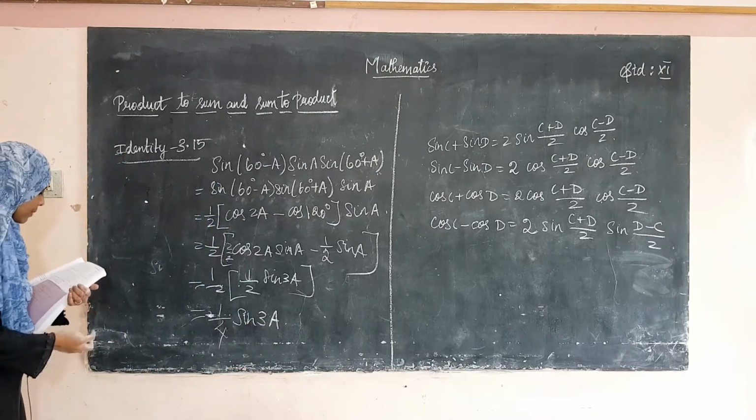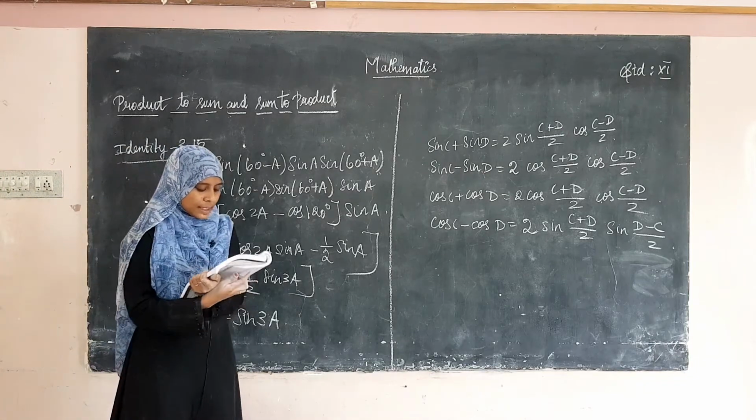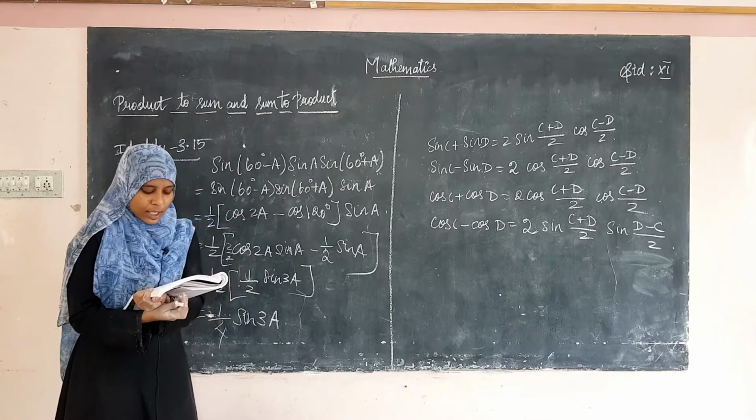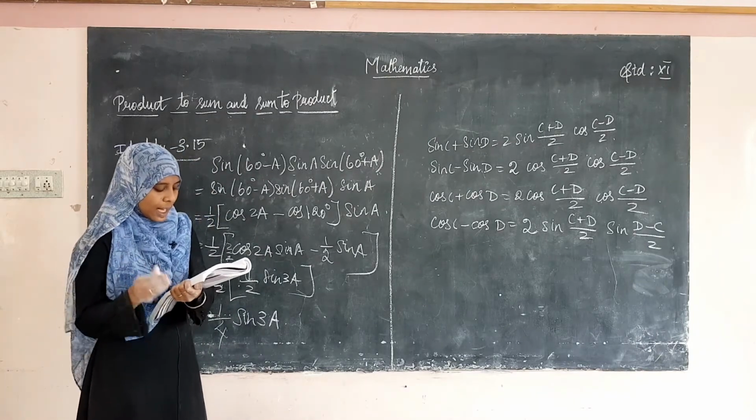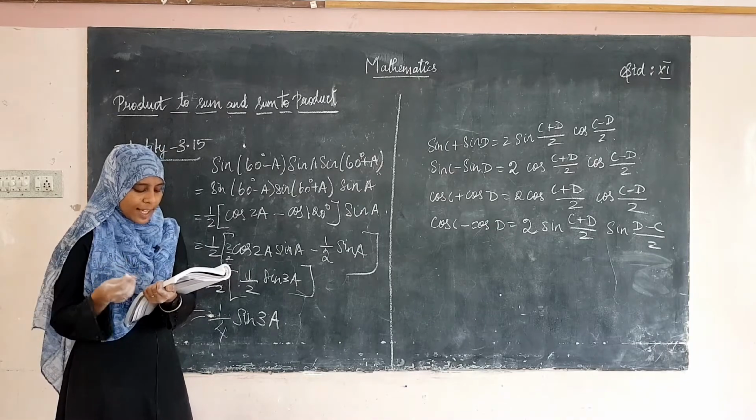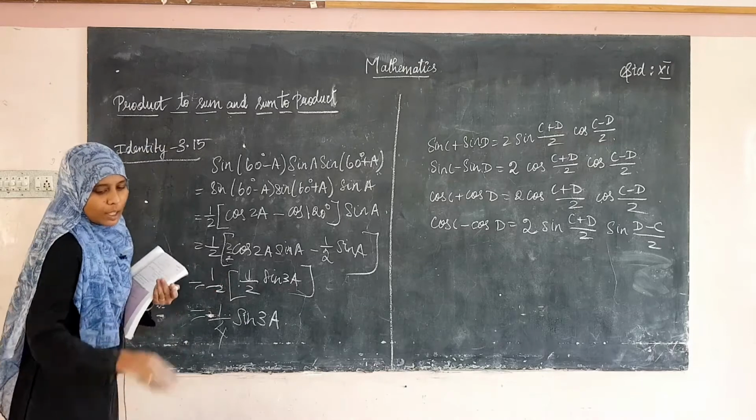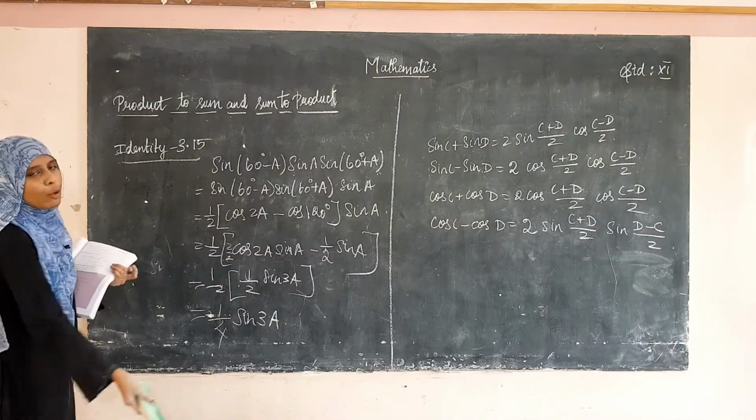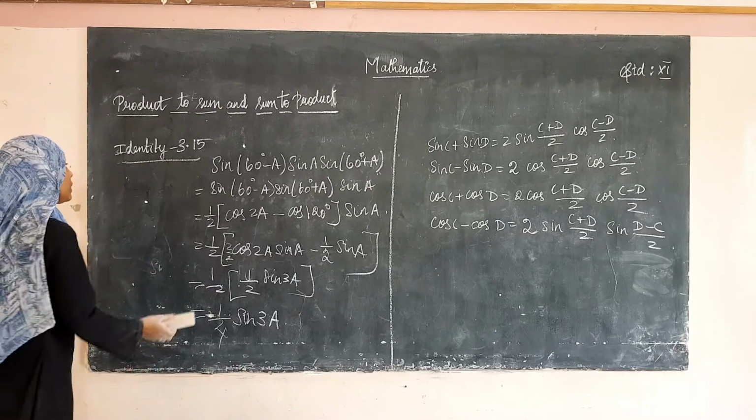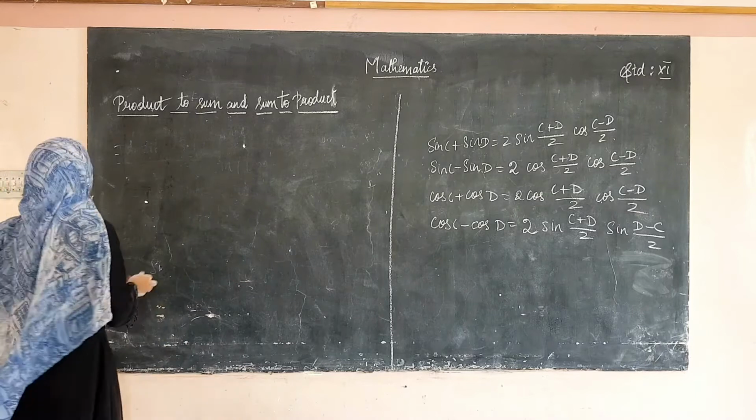Okay, similarly they have given identity 3.16 and 3.17, that is cos 60 degree minus a cos 60 degree plus a can be written as 1 by 4 into cos 3a. Similarly, tan 60 degree minus a tan 60 degree plus a can be written as tan 3a. So these are the 3 identities. Along with these 8 formulas, you have to mug up these 3 identities also. Now let us solve the examples.